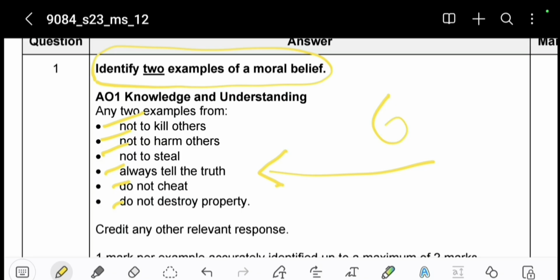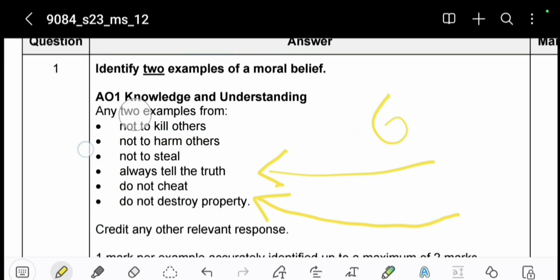So what you have to do is that you don't have to write directly the same way as written in the marking scheme. Instead, you have to write an answer in a different manner where you have to include these points. If they're asking for 2, you have to add any of these 2. Okay, so let's see the answer.